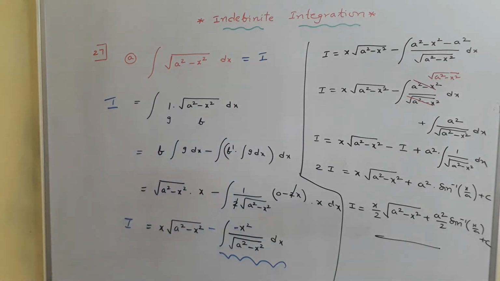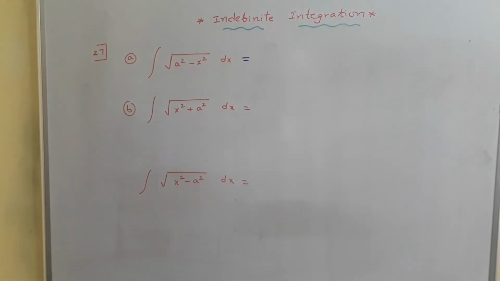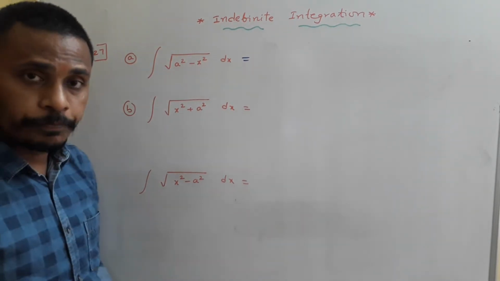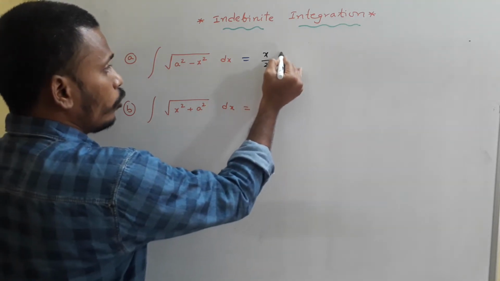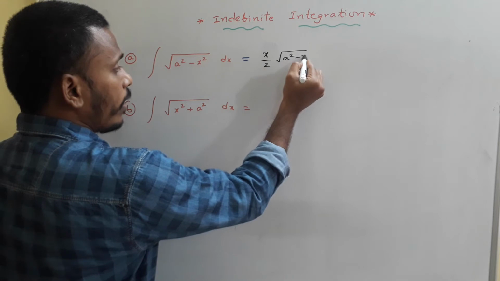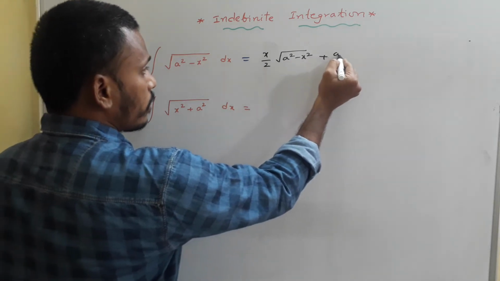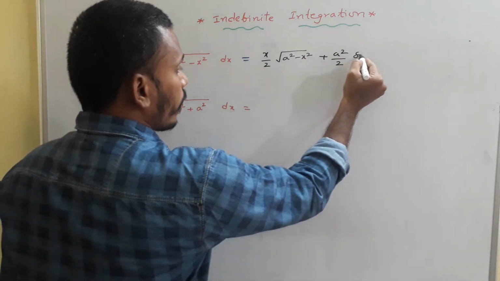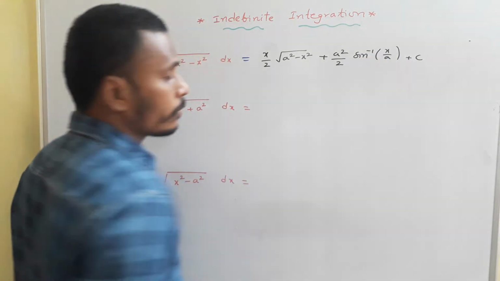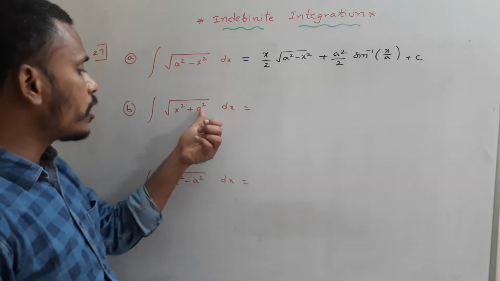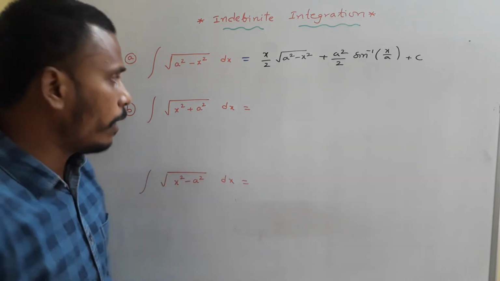Just observe the derivation and try to memorize the result we are getting. And just look at that. Finally what we have? This integral root of a square minus x square is x by 2 into root of a square minus x square plus a square by 2 into sine inverse of x by a plus c. In the same way now it is easy to derive these two using integration by parts.